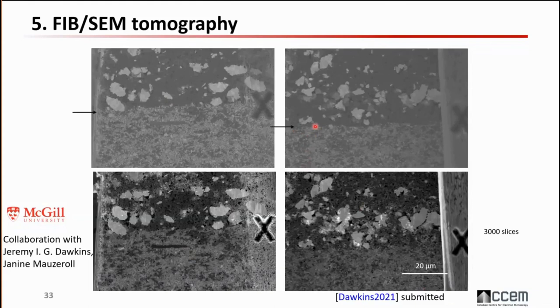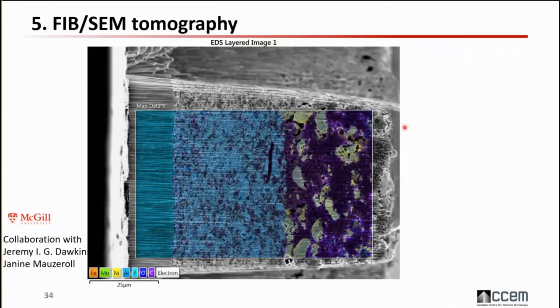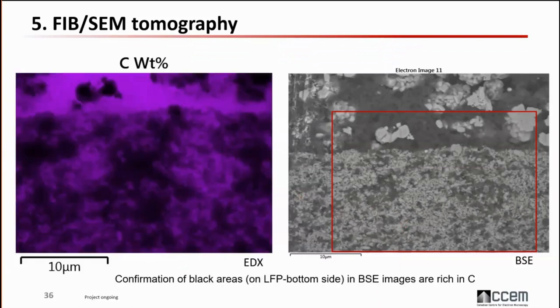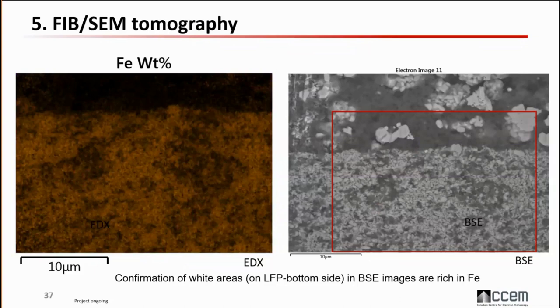Is there any evidence of diffusion in this layer? So I started with an EDX mapping on it to confirm the elements. You have the substrate and the two layers like this. When I compare my EDX results with my backscattered electron image, you can find some correspondence between the elements and your contrast. For example, the black one we are seeing here is the carbon, which can be confirmed by my EDX results. And the white or brighter element we are seeing is iron.